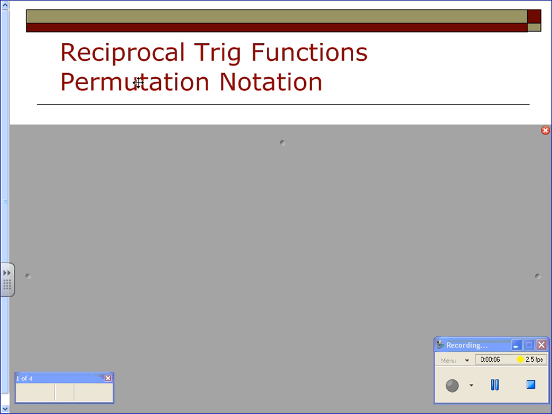All right, we are looking at lesson 41 today. Reciprocal trig functions and permutation notation.